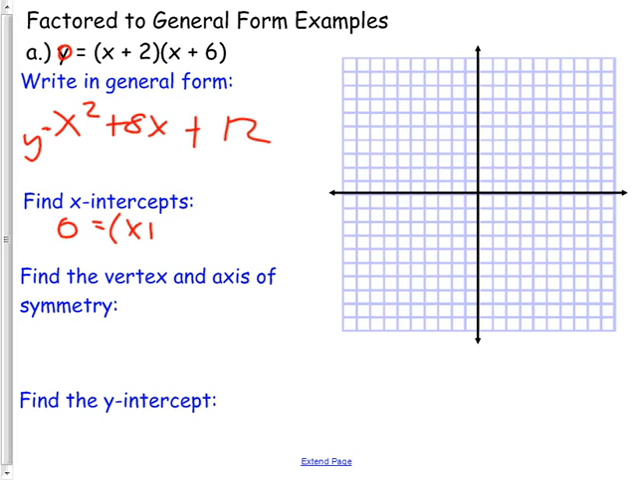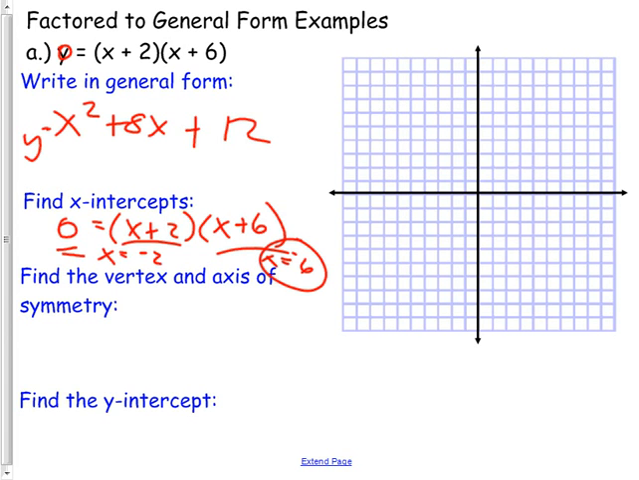So I stick in y equals 0, and I go like this. 0 equals x plus 2, x plus 6. This is called the zero product property. It's a product of two things making 0. All right, so then I can get my answers really easy. X equals negative 2, and x equals negative 6. Do you get how those two answers came up? And what does that mean? That means that negative 2 and negative 6 are my two x-intercepts.